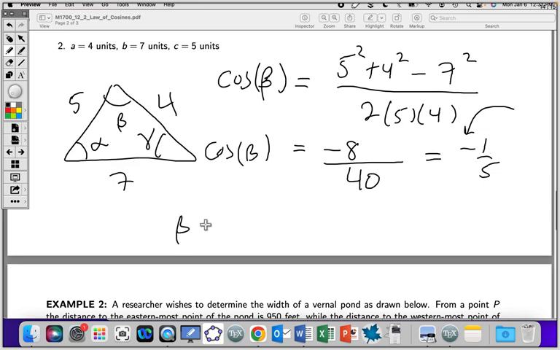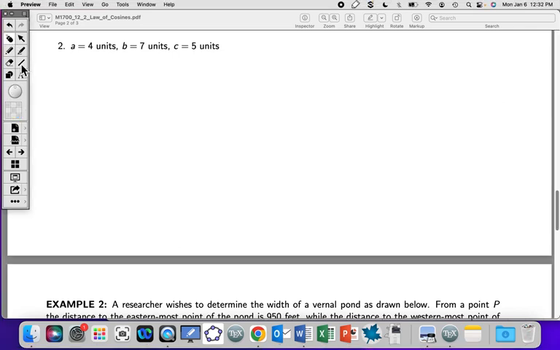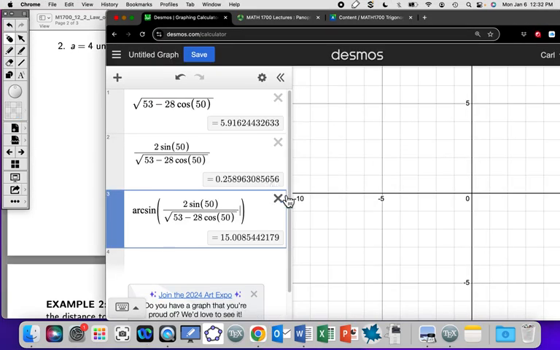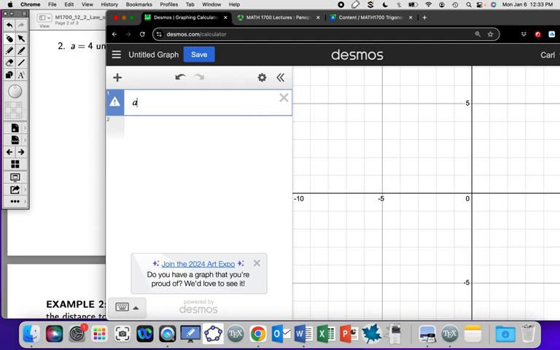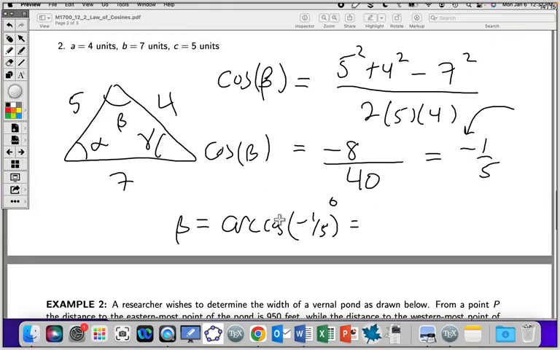All right. So I know that beta is going to be the arc cosine of negative 1/5, whatever that ends up being. Okay, in degree mode, I should say. Arc cosine of negative 1/5 in degrees. Notice it's going to be an obtuse angle because cosine is negative. So arc cosine of negative 1/5, once again in degree mode, 101.54. Okay, that's roughly speaking. There it is.